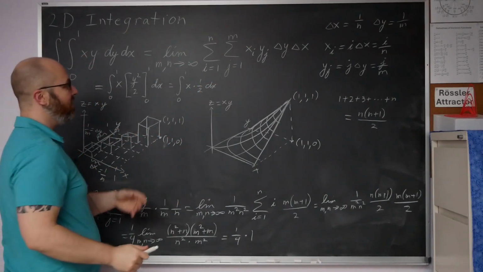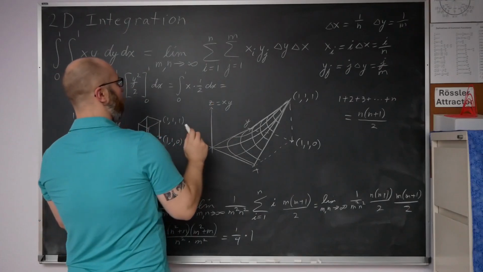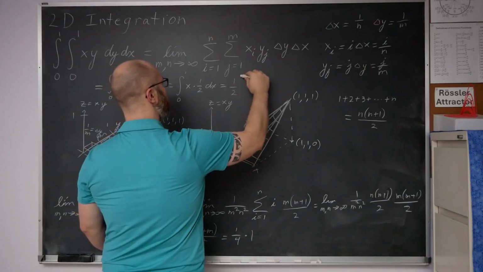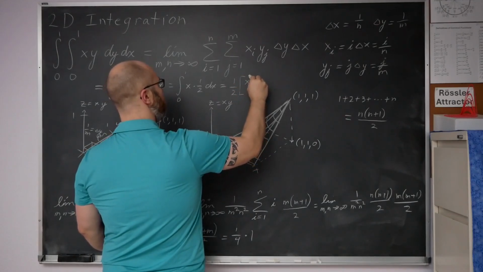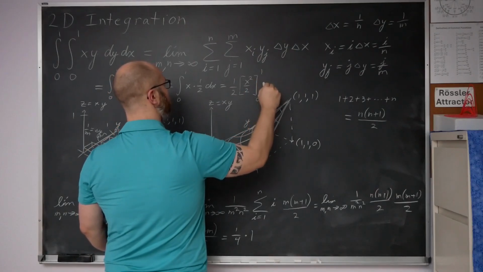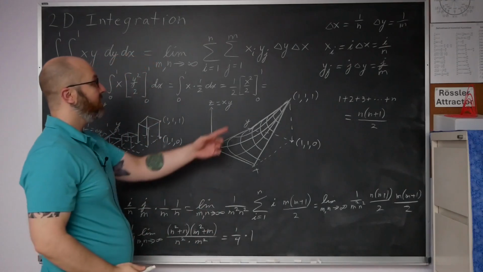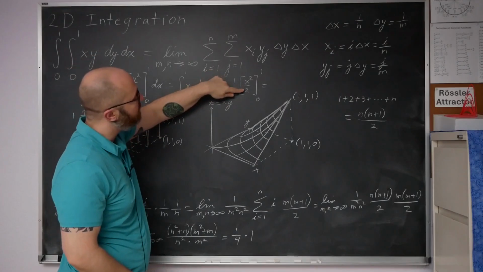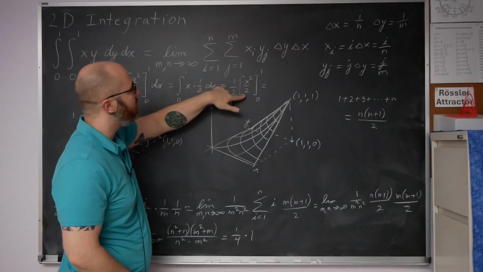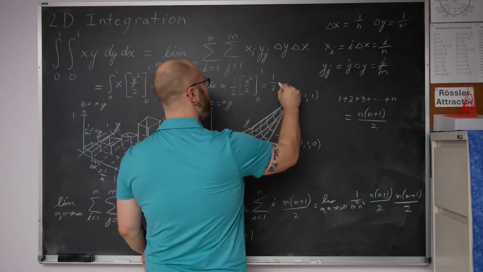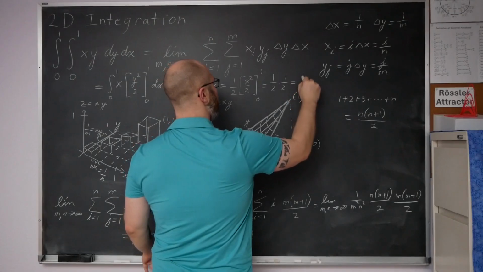Then we can integrate again, and we end up with 1/2 times x squared over 2 evaluated from 0 to 1. Well, that ends up being 1 plugged in, so I get 1 squared over 2 minus 0 squared over 2. That's just another 1/2, so I get 1/2 times 1/2, 1/4.